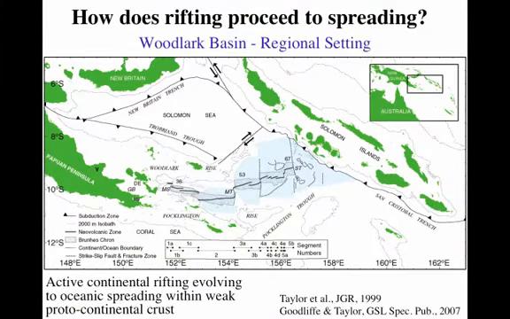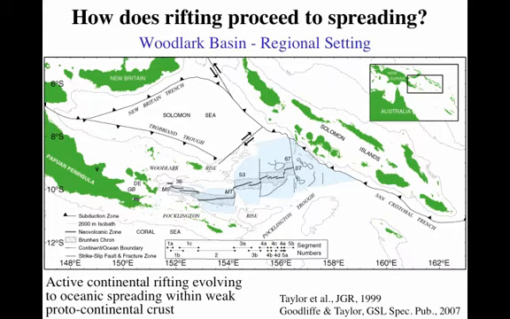Now here's an example from the Woodlark Basin in Papua New Guinea, or near Papua New Guinea. That is a young rifting center and very young or proto-continental crust that's forming. And it gives us an example of how rifting proceeds to spreading. So this is an active continental rifting that's ongoing and evolving to oceanic spreading within that proto-continental crust.